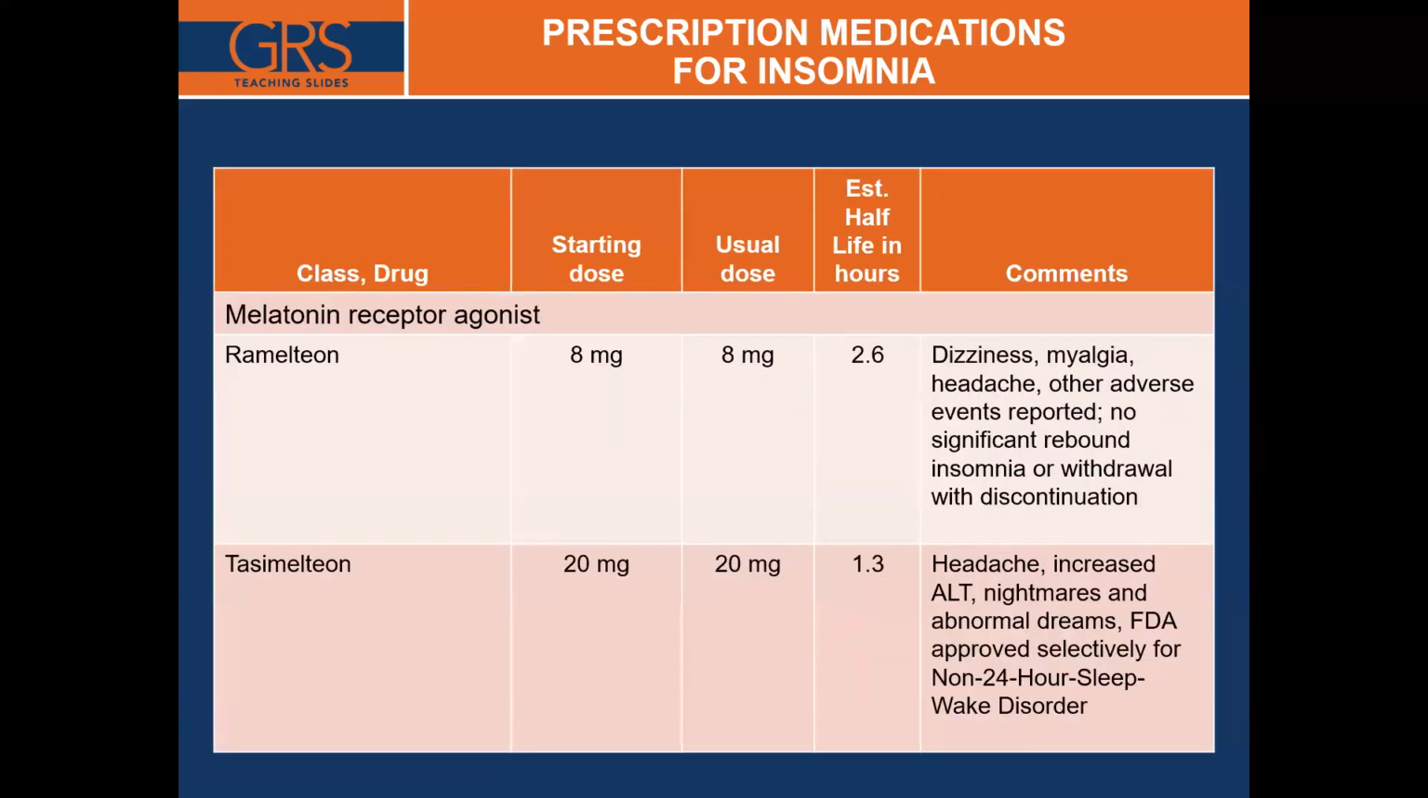Okay, ramelteon can be used, but there's dizziness, muscle pain, headaches. Potential for rebound or withdrawal is possible as well. Rozerem is the other name for this one, if you've seen that. Tasimelteon, Hetlioz is the other name for this one. It can be used for insomnia, but has a long potential side effect profile. Typically, we would see this one more for non-24-hour sleep-wake disorders, so a blind patient maybe would benefit from this medicine. Next slide.